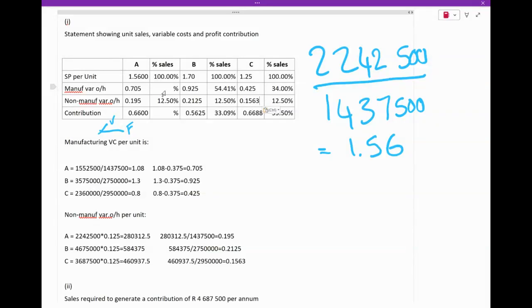Somebody tell me. I don't know if they would ask this in a test or exam. 38.5353. Okay. And then the contribution? What is the contribution?